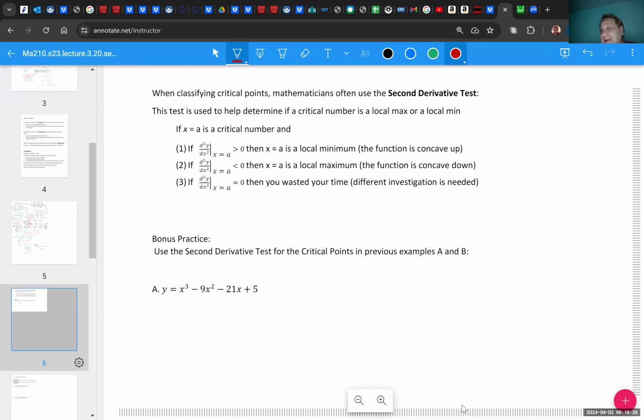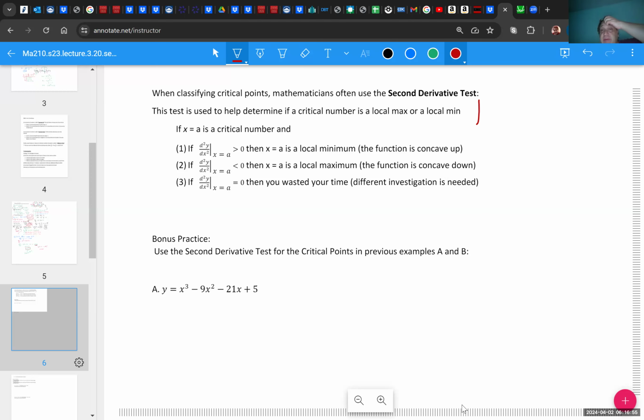It's called the second derivative test. They call it the second derivative test because we use the second derivative to test the critical points, right? So the test is only going to be used on critical points. We're trying to test the critical points. So here I have it written out here. This test is used to help determine if a critical number, critical point, is a local max, a local min, or we don't really know, possibly something else.